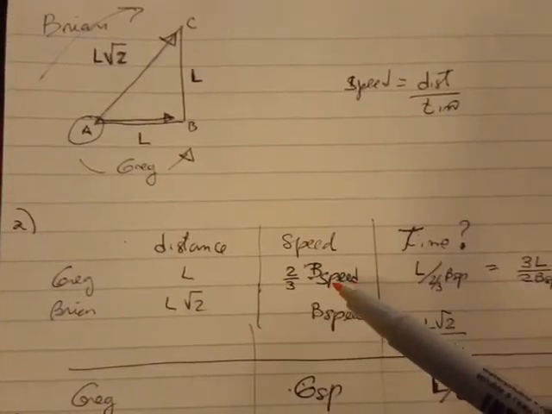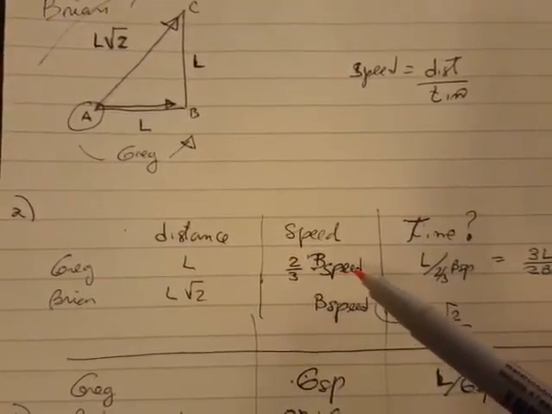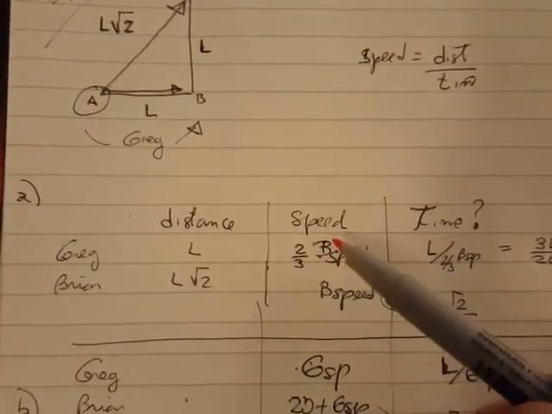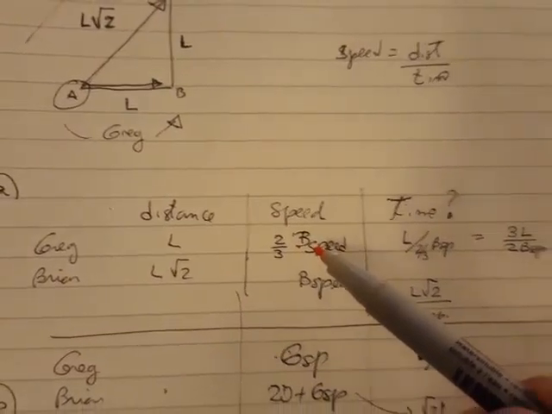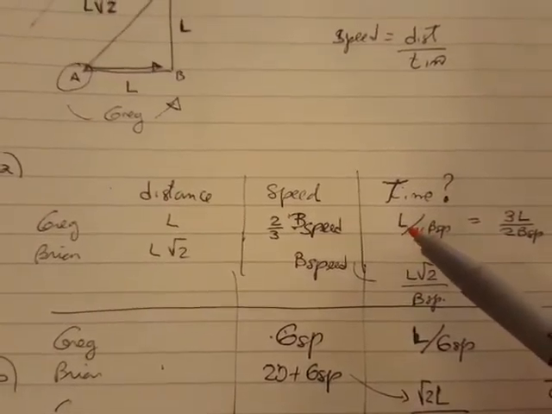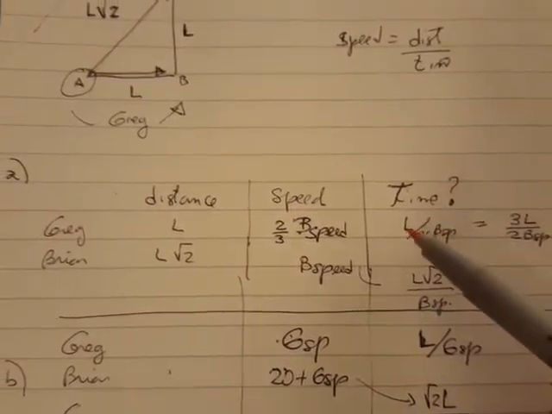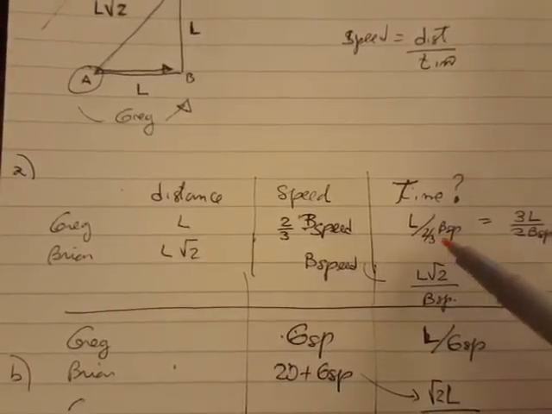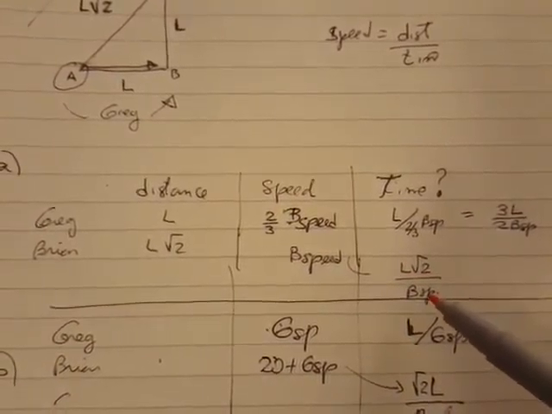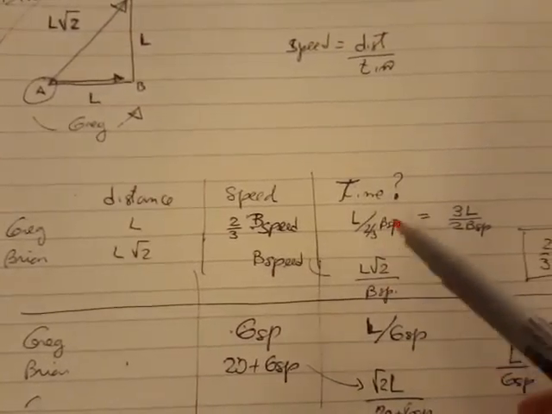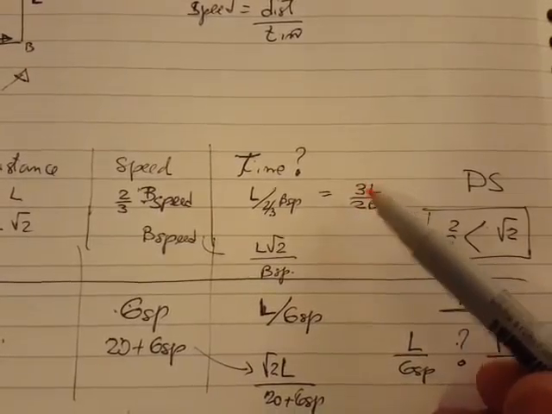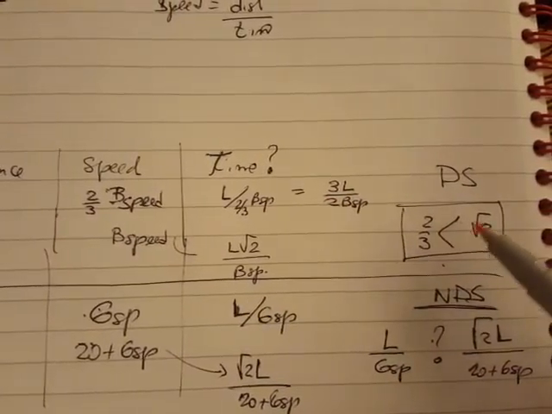Statement A will tell you that the speed of Greg is 2/3 of the speed of Brian. So you get the speed of Brian here, and 2/3 of it is the speed of Greg. And literally you just compute the time, which is normally distance over speed. So the distance is L, the speed is 2/3 of the speed of Brian, and from this one the distance is L squared 2 and the speed is that of Brian. When you compare these two things, you cancel L and you cancel the speed of Brian, and you end up comparing 2/3 with square root 2.